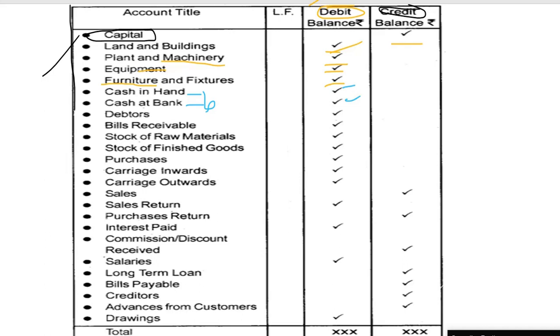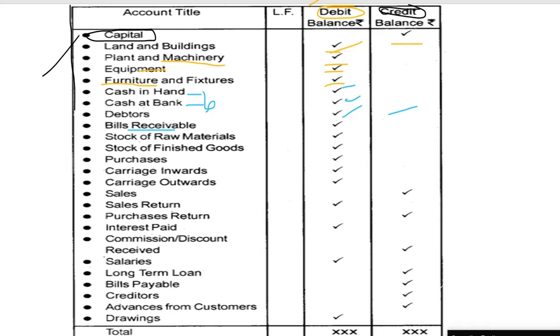Debtors means the debts, what we call appulu, which we are not able to get back. So it is one type of expense. Debtors will come under the debit, so we need to pay that, it means we are not able to get anything in return. So here, bills receivable, whatever things we are going to receive.